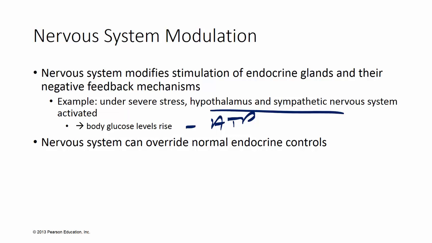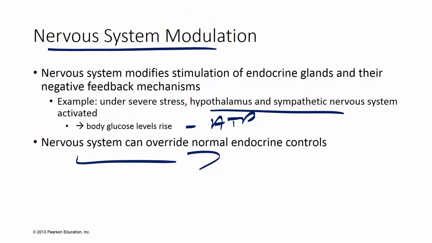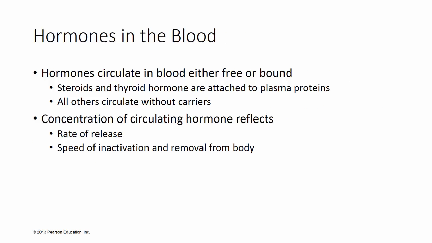All right, so what I want you to take away from that is the nervous system can override your normal endocrine controls. It's the ultimate control center. So it can modulate, in some cases, the endocrine system. And we should bring those up as we move along as well. We'll talk about that also when we talk about labor and delivery and lactation. When you nurse a baby, there's some neural controls that are involved in lactation.